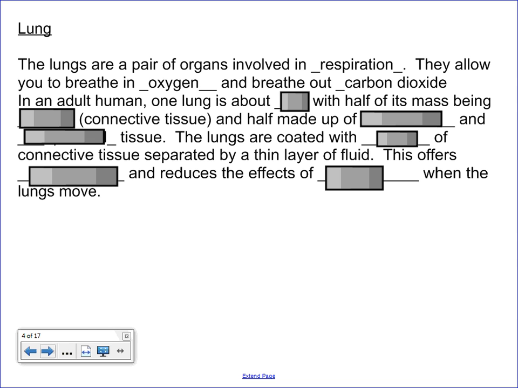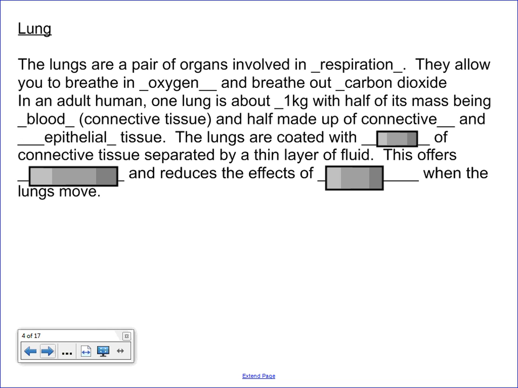In an adult human, one lung is about 1 kilogram, with half of that mass being blood. The other half is made up of connective and epithelial tissue. The lungs are coated with sacs of connective tissue separated by a thin layer of fluid. What this does is it offers protection and reduces the effects of friction when the lungs move.